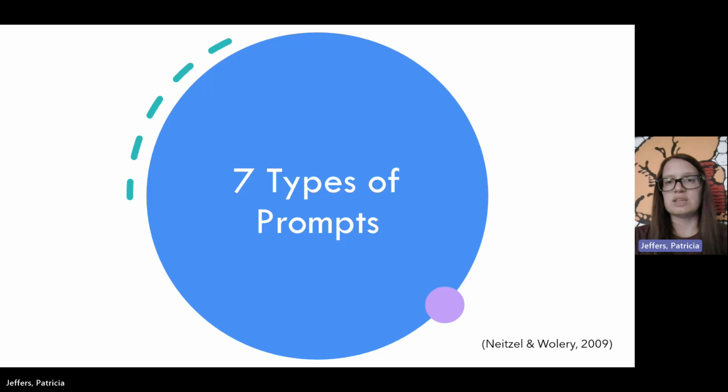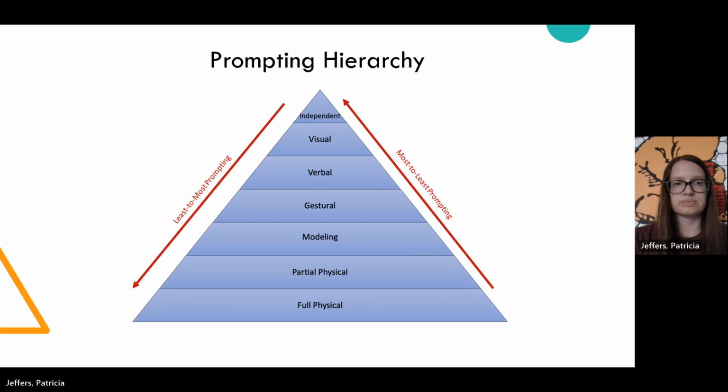Before implementing most to least and or least to most prompt hierarchies, professionals should probe their clients to see which type of prompt provides the learner with the least amount of assistance, more information, and the most amount of assistance. When implementing most to least or least to most procedures, there are 7 prompting steps that professionals should either work their way up or down.